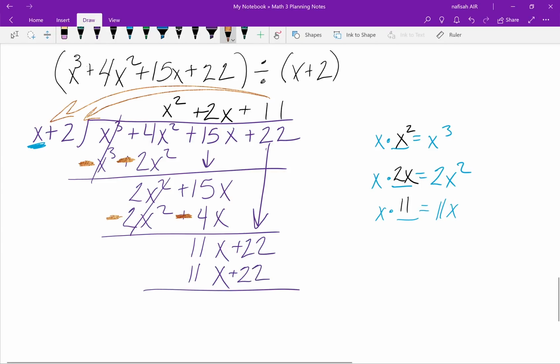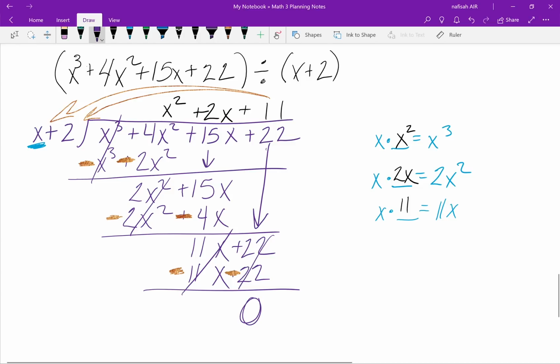I have to remember that I'm subtracting, so I'm changing all the signs. That positive 11 turns into a negative. That positive 22 turns into a negative 22. 11x minus 11x cancels out. And in this case, 22 minus 22 is 0. So there's no remainder here. There's nothing else to bring down. So I'm done, and there's no remainder.